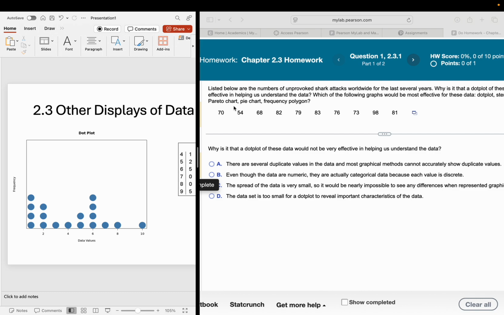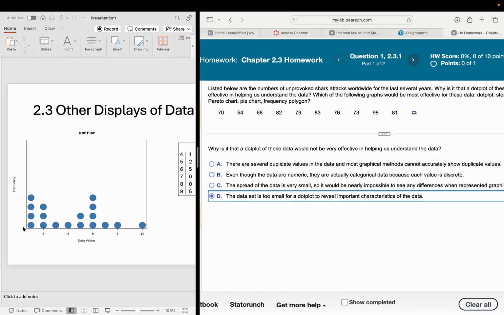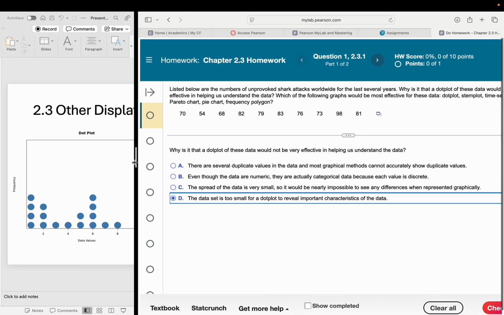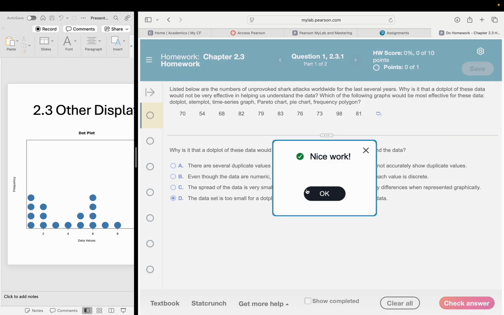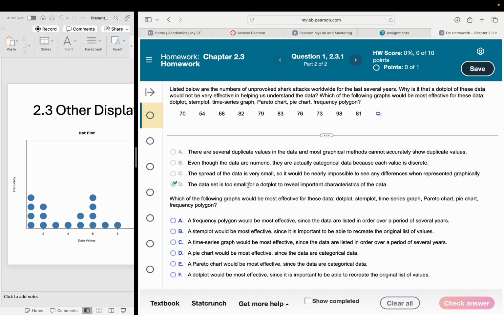number one, I don't really see any of these data values repeat at all. And number two, they're pretty spread out. So, why would a dot plot not be effective? Because maybe another way of saying that is the data set is too small to reveal important characteristics. Essentially, there would just be a flat line of one data point each time unless we decided to bin them in some way. So, that'd be our answer for number one. There's just not enough data to really see a nice trend.